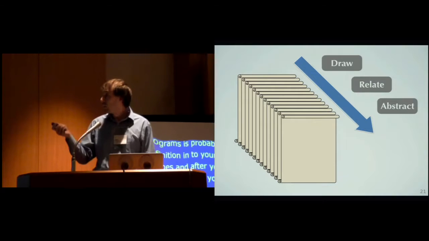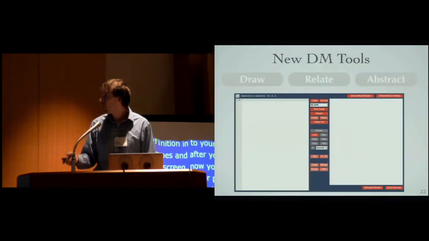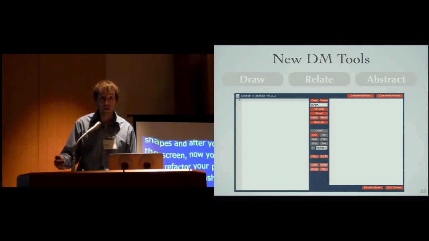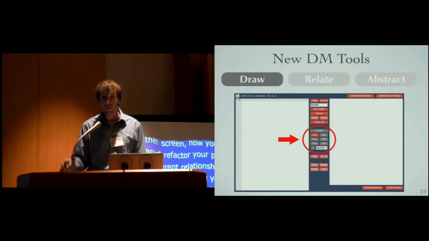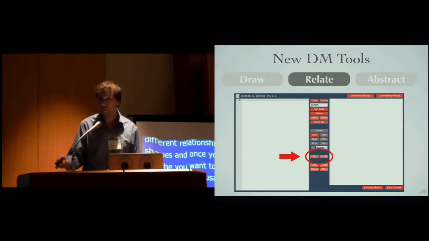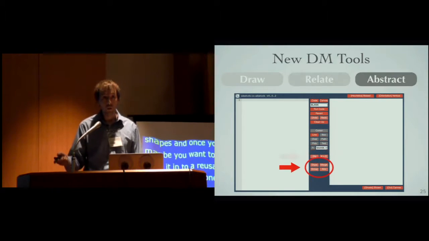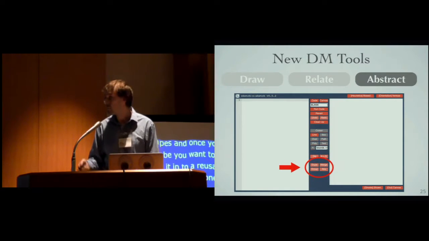So what we've done is we've taken this model and used that to add new tools to our Sketch-n-Sketch editor. So in this work, we now have tools to draw shapes, tools to declare the relationships between your shapes, and tools to build abstractions out of your design.